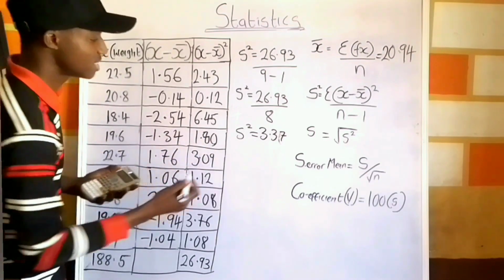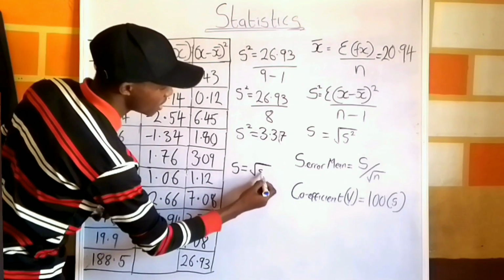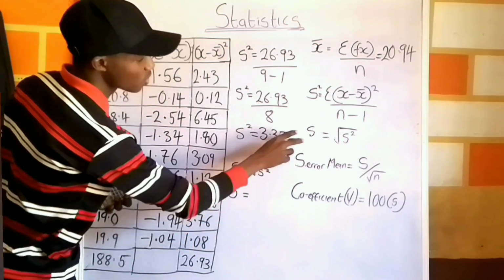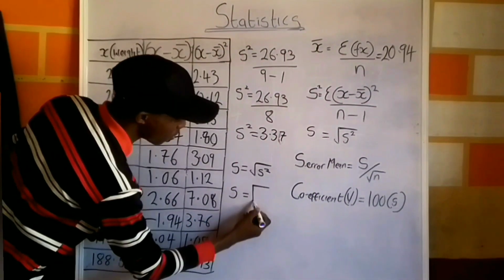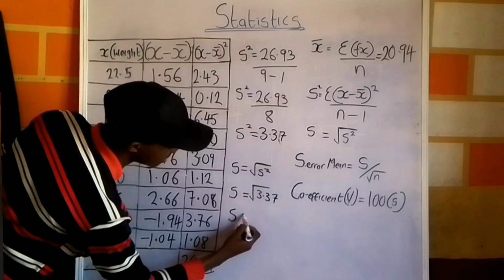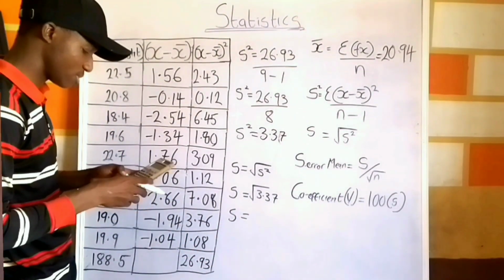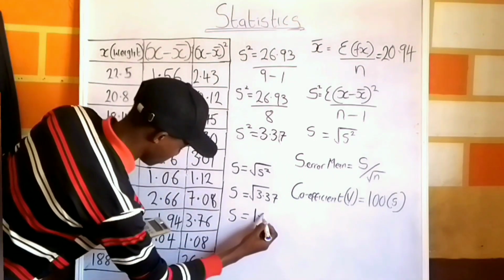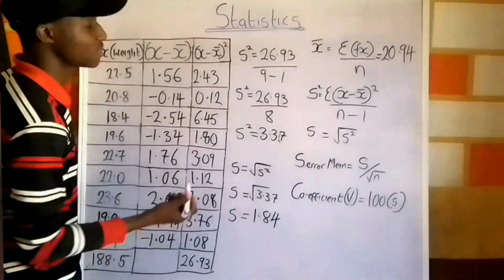Now, after getting the value of the variance, don't forget that standard deviation is the square root of variance. In that case, S, which is the standard deviation, is equal to the square root of S squared, which will be the square root of 3.37. So S, which is the standard deviation, is equal to 1.84. So the standard deviation is 1.84.